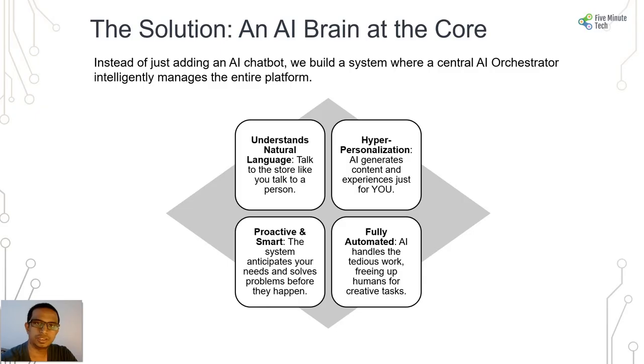The solution to all this is an AI brain at the core, but instead of adding just an AI chatbot, we will be building a system where the central AI orchestration itself intelligently manages the entire platform. It understands natural language, so you talk to the store like you're talking to a person. It has hyper-personalization, wherein the AI generates content and experiences just for you, and it will be proactive and smart. The system anticipates your needs and solves the problem before it happens. So it fully automates, and AI handles the tedious work, freeing us up to do the creative work.